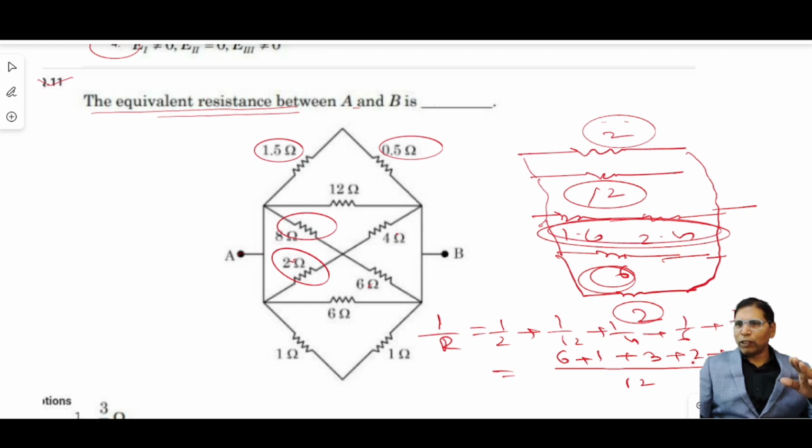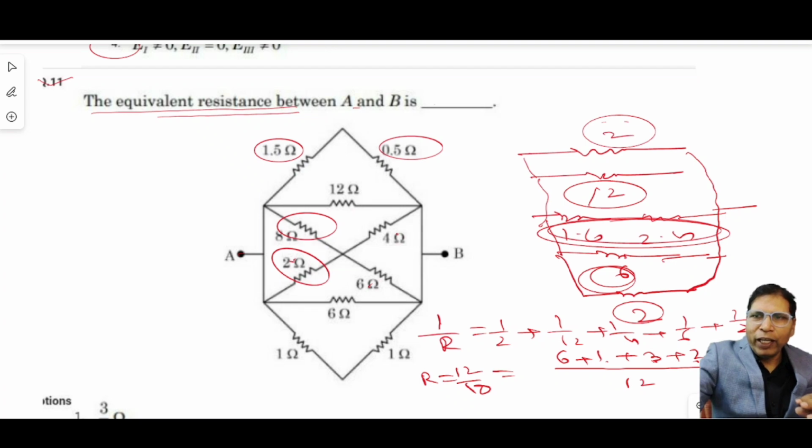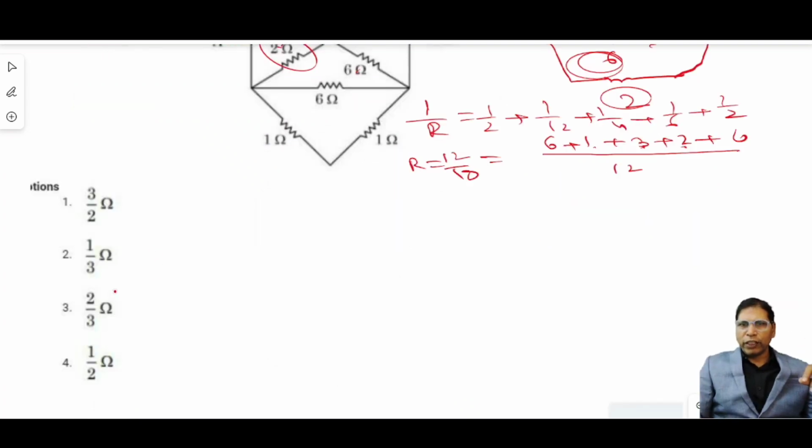Okay, 6 plus 2, 8, 8 plus 3, 11, 11 plus 1, 12, 12 plus 6, 18. So R is 12 by 18. That is 2 by 3. Okay. Look at these options. This is 2 by 3, is the answer.